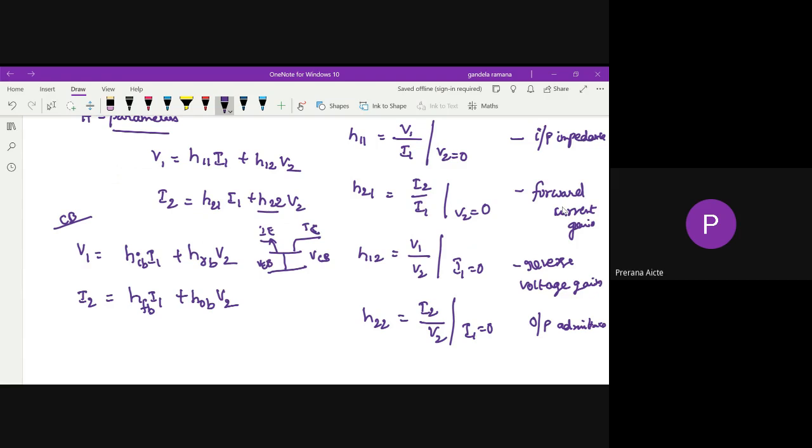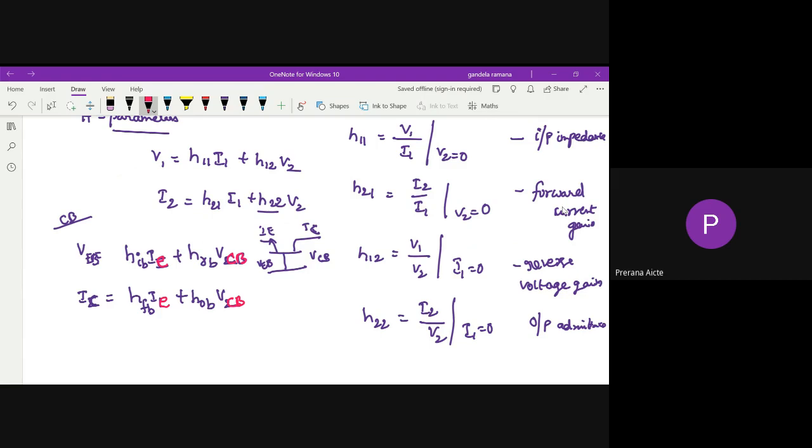According to that, V1 means VEB, I1 means IE, V2 means VCB, and in the same way, I2 means IC. So this is common base.